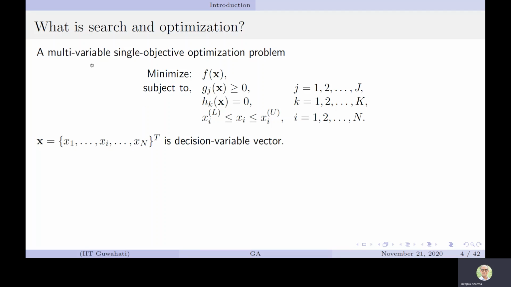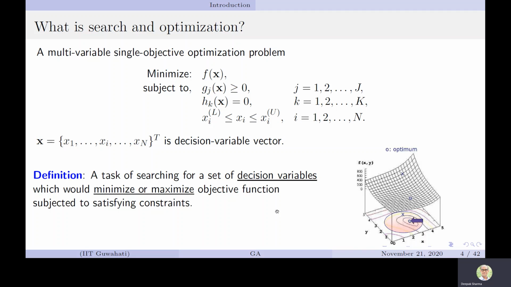As we remember, when we have multi-variable single objective optimization, we want to minimize the function, and this function is subjected to inequality constraints, equality constraints, and the variable bounds. Now, when we understand what search and optimization is, we are looking for a set of decision variables that will minimize or maximize the objective function, satisfying the constraints. And that is the whole aim which we are pursuing in this particular course.